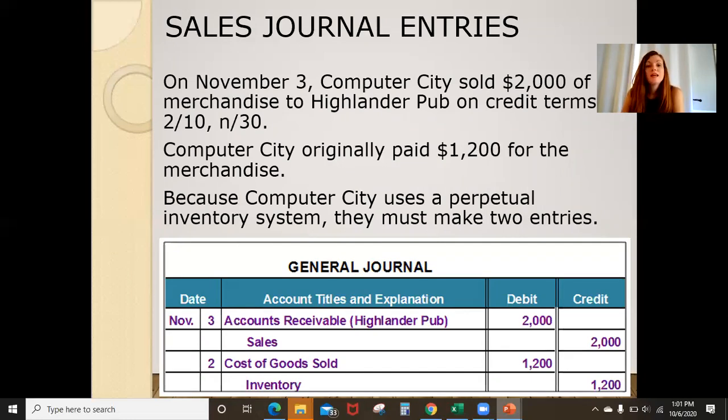First, accounts receivable is increased because now Highlander Pub owes us $2,000, and our sales have increased by $2,000. We also, since we're doing perpetual inventory, make an entry to cost of goods sold and inventory. So we increase cost of goods sold. Remember, it's just like an expense account, where it is debited when we incur that cost. And we credit inventory because some of our inventory has now left our warehouse. So that would be our entry for that sale.